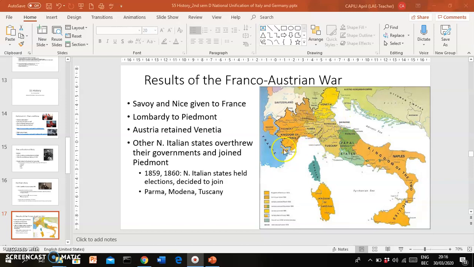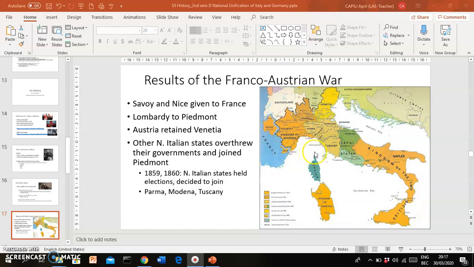And then the other Italian states towards the north of Italy decided, okay, we've had enough. We want to join the rest of this growing Italian kingdom. So they overthrew their governments, and they decided in 59 and 60 that they wanted to join. I'm talking about Parma, Modena, and Tuscany.